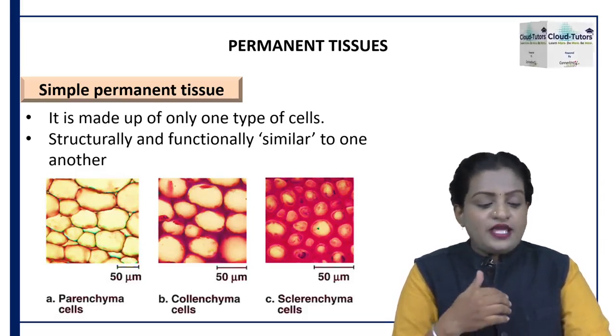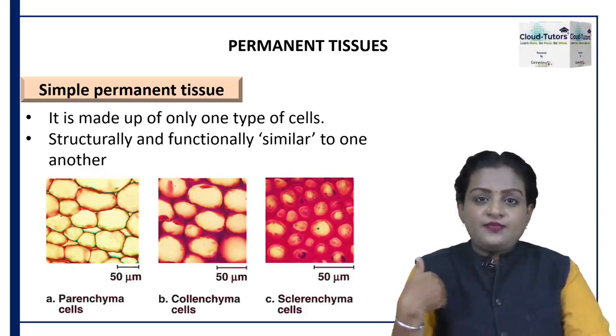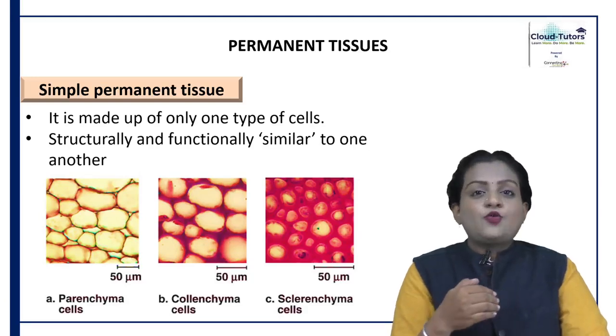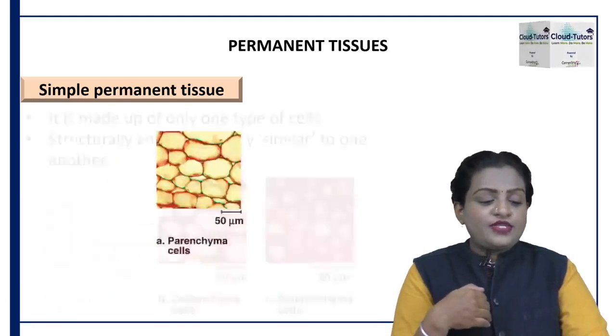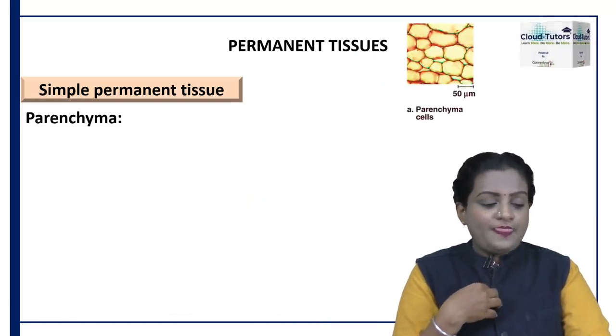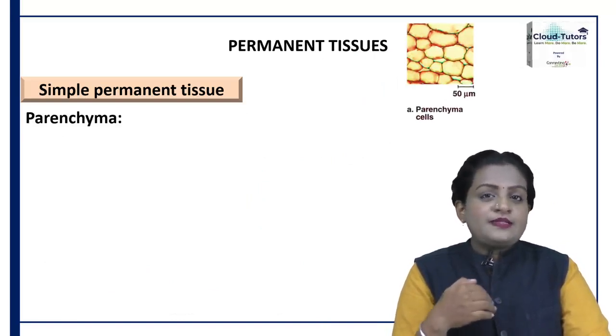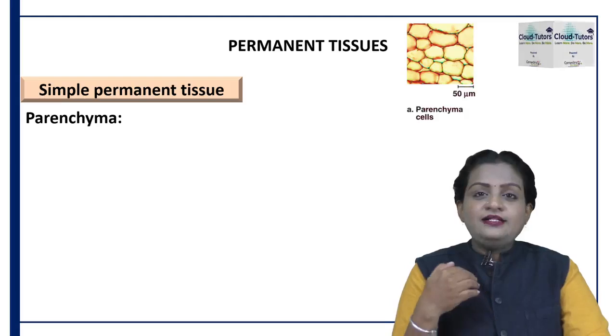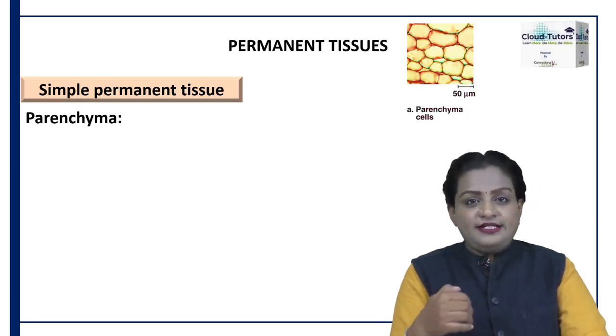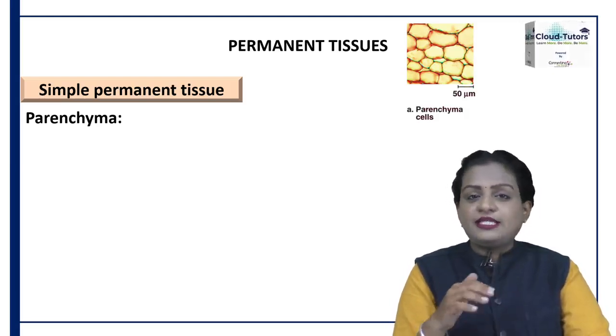We are yet to start the simple permanent tissue, but first we will see the general characteristics of simple permanent tissues. With simple permanent tissue, there is one type of cell, and they can be either living or dead. The first type that we are going to see is parenchyma.